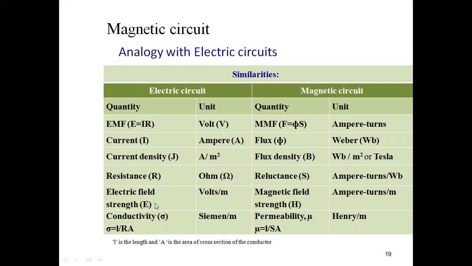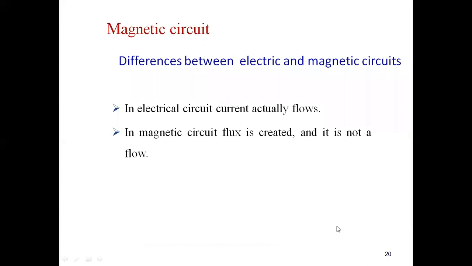Electric field strength in electric circuit is volts per meter, while analogous to it in magnetic circuit is magnetic field strength H, in ampere turns per meter. The conductivity in electric circuit is in Siemens per meter, and in magnetic circuit it is permeability in Henry per meter. So what is the difference between electric and magnetic circuit? In electric circuit, current actually flows. In magnetic circuit, flux is produced and it is not a flow. It is generated and created.